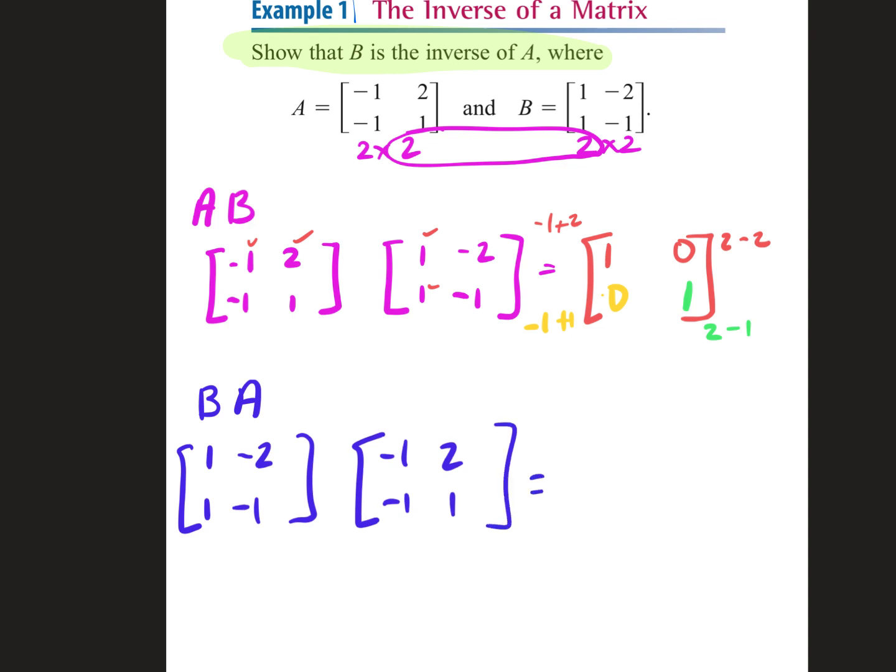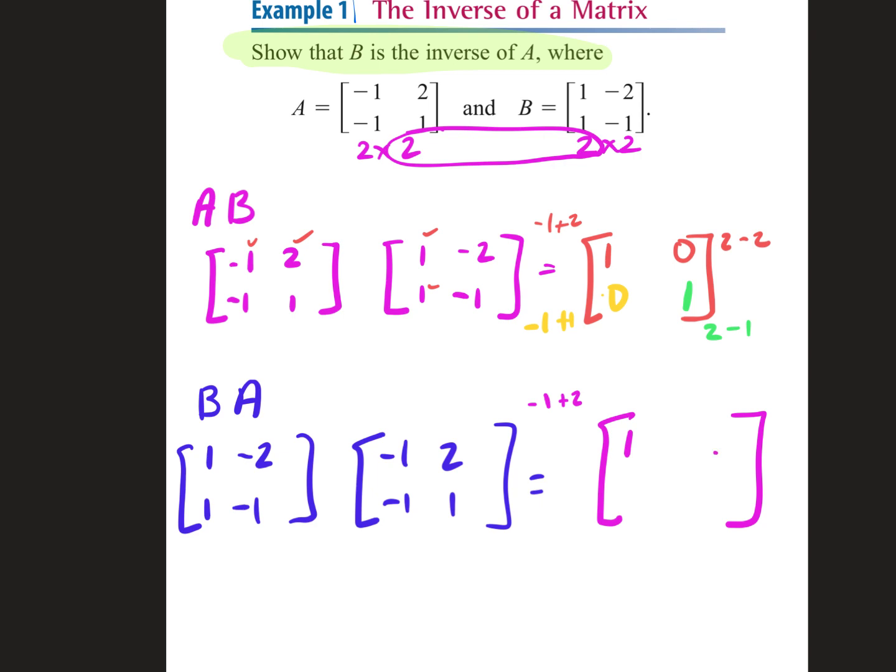This is proving. Some of you are like, I can just look at it and tell. No, prove it. All right, first row, first column. We're finding that top left. So 1 times negative 1 is negative 1. Negative 2 times negative 1 is 2. What's negative 1 plus 2? 1. First row, second column.